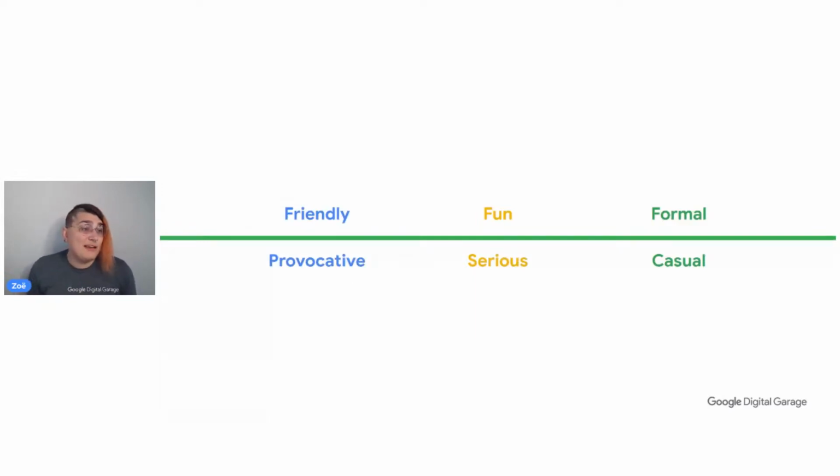We're looking for examples of tone like this. Do you want to be friendly, or do you want to be provocative? Do you want to be fun, or do you want to be serious? Do you want to be formal, or do you want to be casual? There are different ways to do each one of those things. Think about the adjectives that would describe your business. What kind of person would your business be if it was a person? Would it be funny? Would it be helpful? Would it be friendly? Pick maybe 3 adjectives to describe your business.